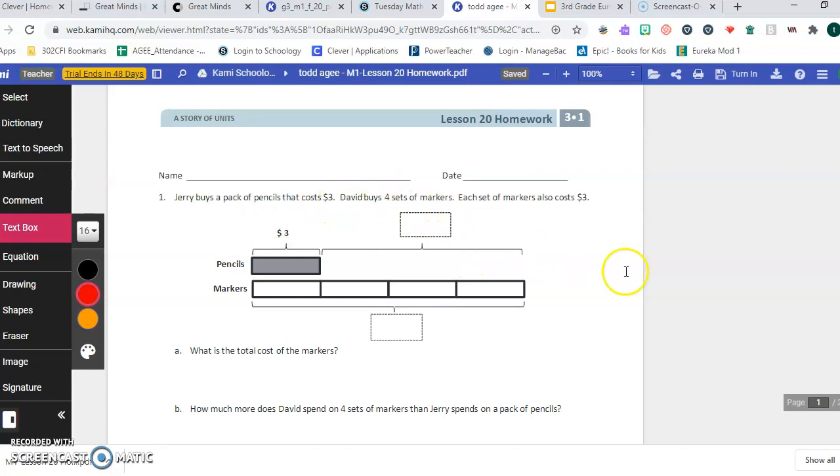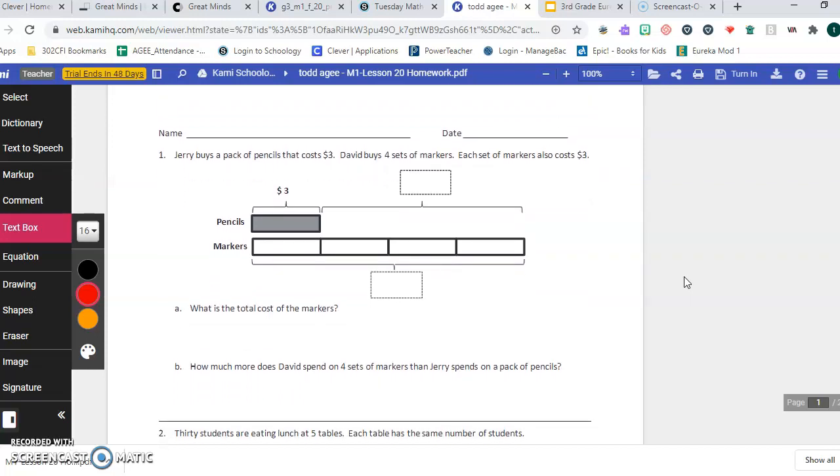I only want you doing problems 2 and 5. Those are the only assigned problems. If you would like to do the other problems to get extra practice and to really challenge yourself, by all means, feel free to do it. I just don't want you to be stressed. I don't want you to feel overwhelmed. I don't want you to feel frustrated. I want you to just relax, get a little bit of math work in.